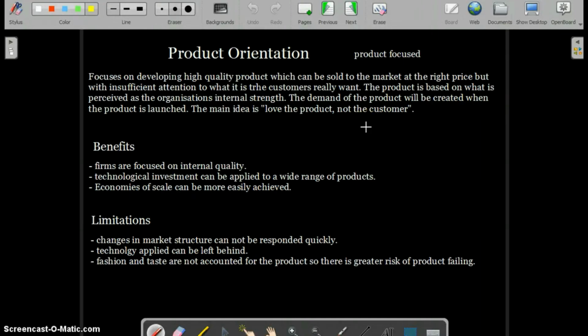So it's completely opposite to that. And there's no demand for these products, but when these products are launched, they create their own demand, they create their own market, because these products are made with high technology. There's a lot of research and development going on.